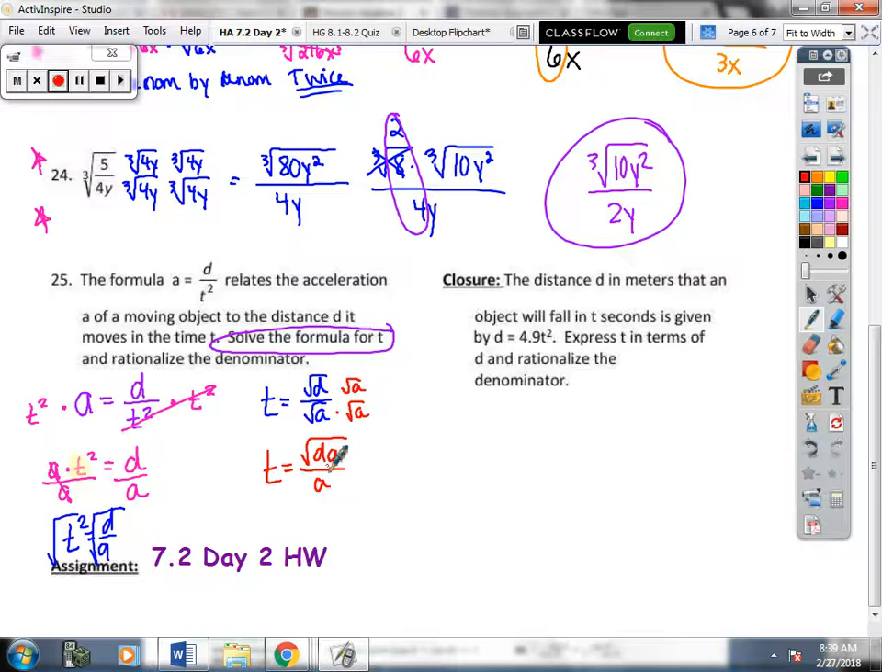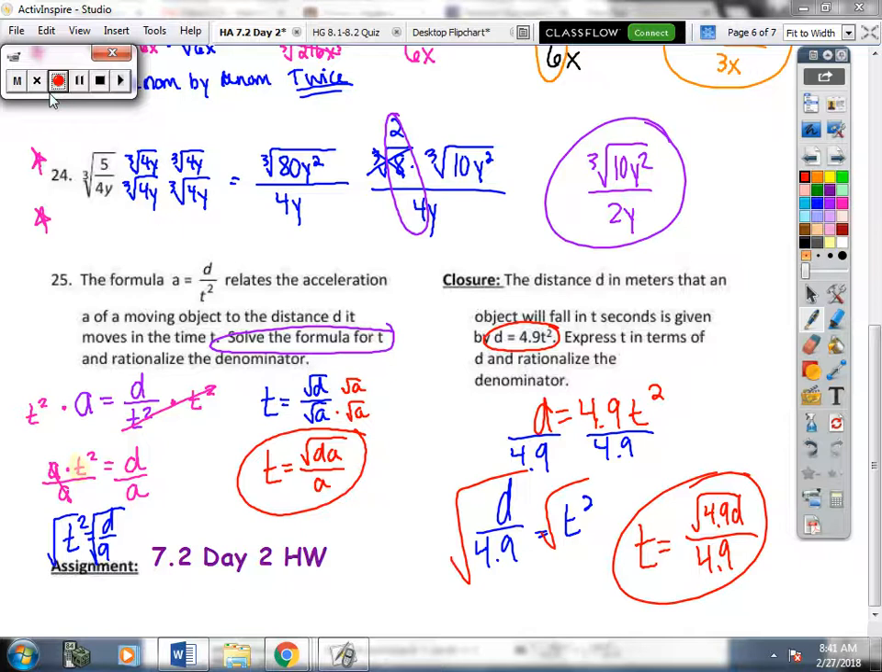Sometimes they'll then ask you to plug a number in for something or give you numbers to evaluate. I don't think your homework does yet, but sometimes they will ask you to then find out what time would be if distance were this and acceleration were this. You'll plug them in. See if you guys can complete the closure, taking this distance formula for the distance an object will fall and solve it for t with a rationalized denominator. Again, the answers are provided. It's not a super long assignment, so it's a lot shorter than last night.